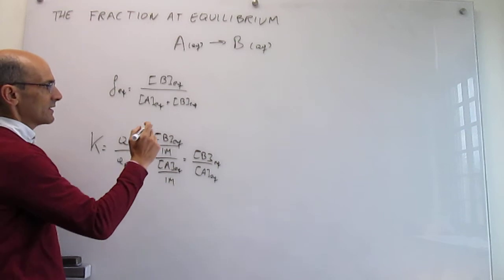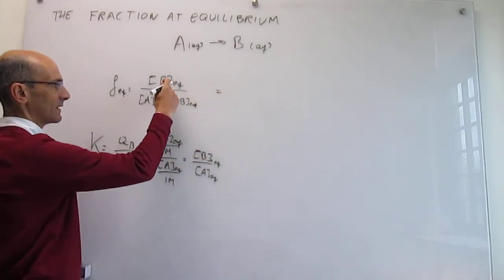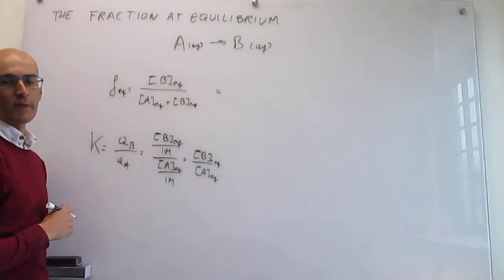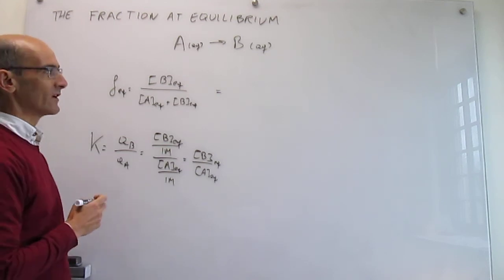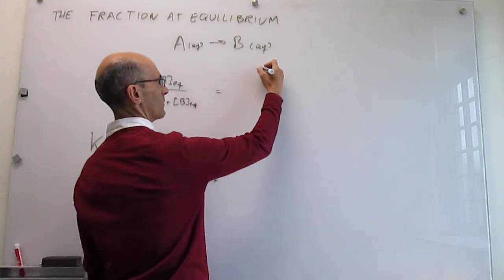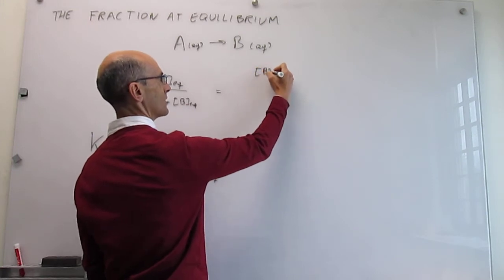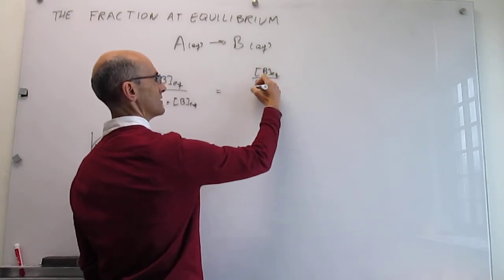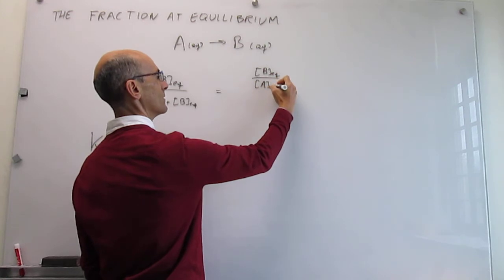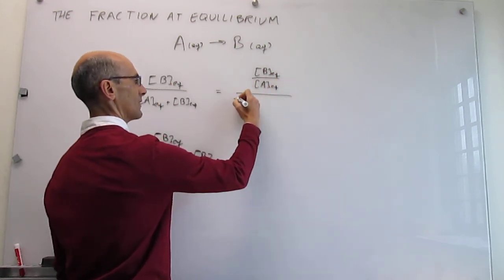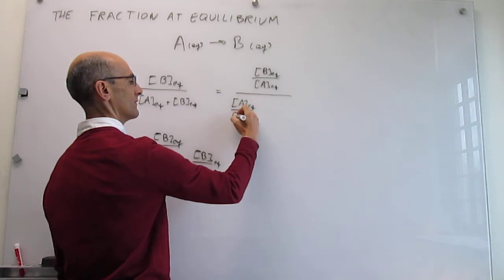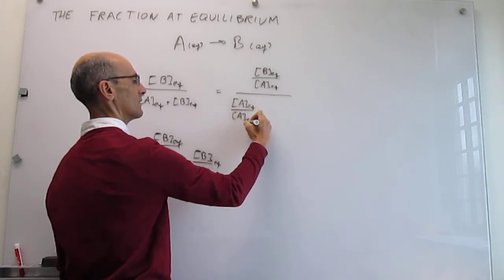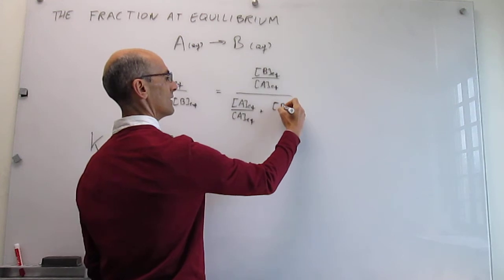It's very simple to see that if you divide this expression over the concentration of reagents, then you're going to be able to do that very nicely. That will be the concentration of B at equilibrium divided over the concentration of A at equilibrium, and then here you will have the concentration of A at equilibrium over the concentration of A, and then B over A.